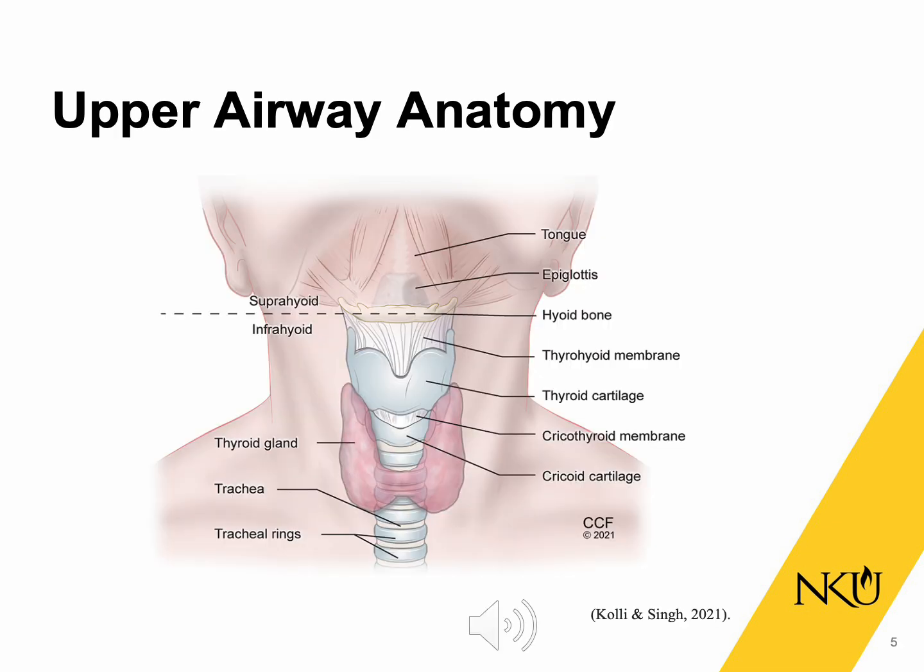Here is a review of the upper airway anatomy showing important airway structures from an anterior view. It is helpful to review the basic anatomy before identifying structures using ultrasound. We will specifically be focusing on the thyroid cartilage, cricothyroid membrane, and cricoid cartilage for this skill.